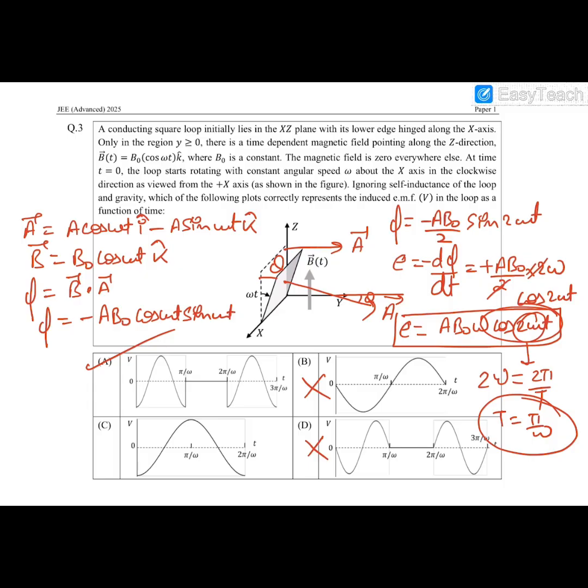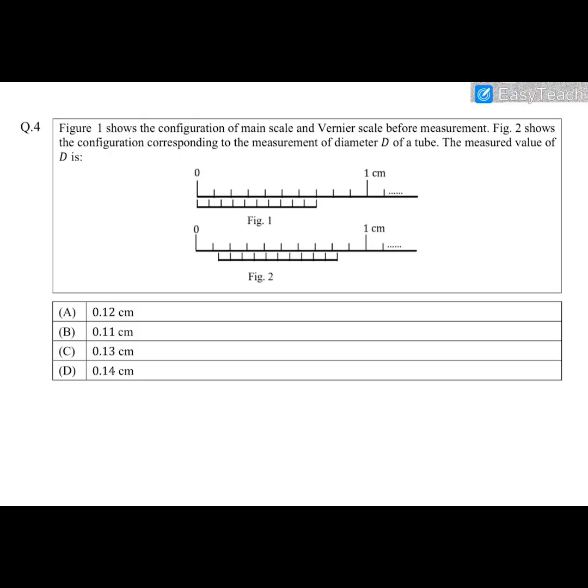Now let's move on to the next question. In this question you can see that this is a vernier caliper and this is the vernier scale, and the first figure shows the vernier scale when no measurement is done, and it clearly indicates that the 0 of vernier scale and 0 of main scale are exactly matching. So the zero error in the device will be 0.